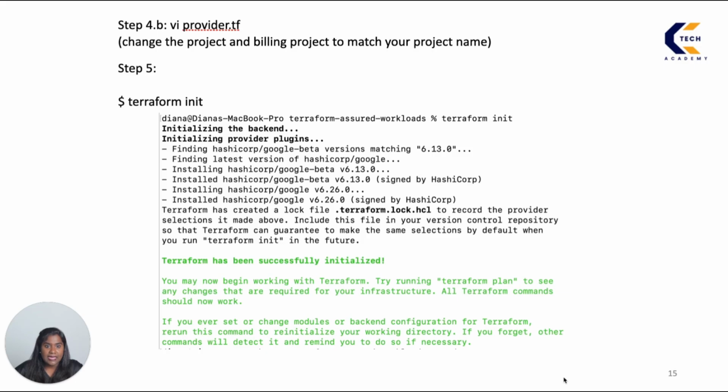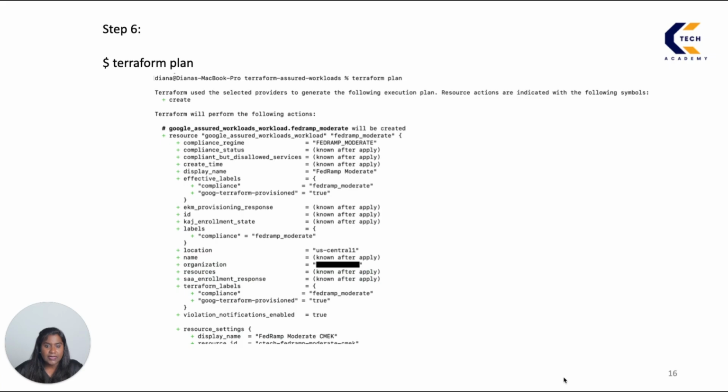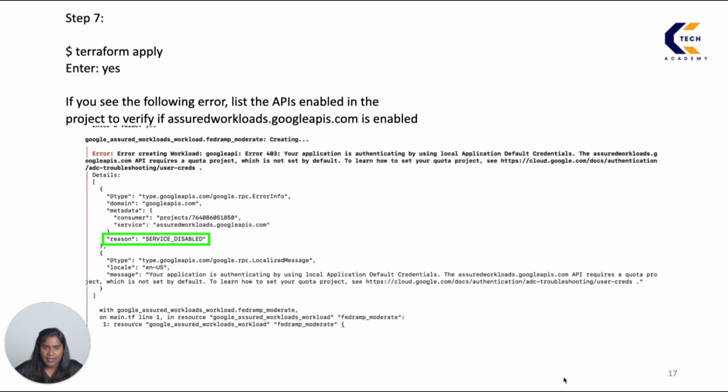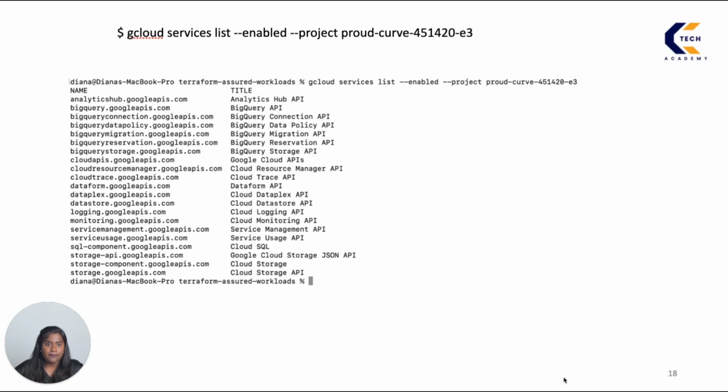Next, run terraform init. Once successfully initialized, run terraform plan to see the plan. Next, run terraform apply. When running terraform apply, if you get this error message that assuredworkloads.googleapis.com is disabled, you will have to run the following commands to enable it.